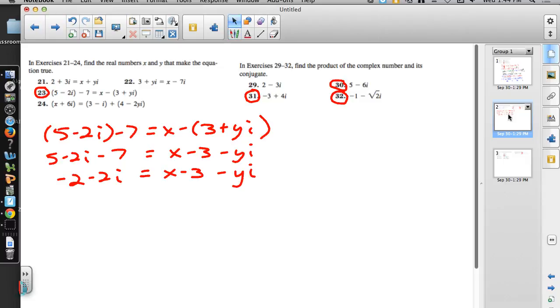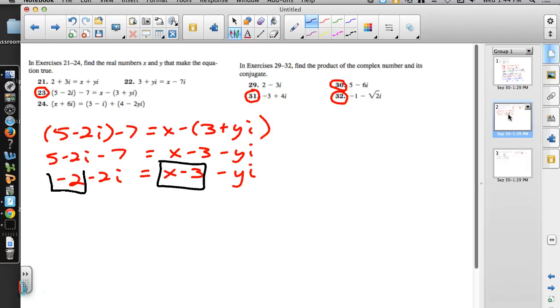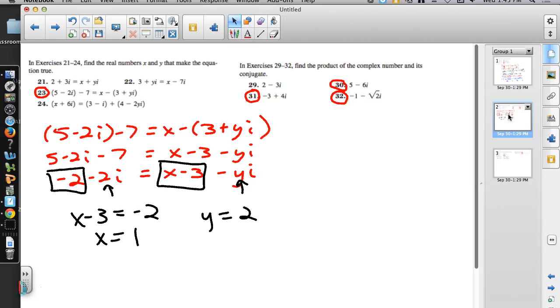So here's what I know. If this is going to work, this has to equal -2. That's the only way that this is going to be equal. So if x minus 3 equals -2, x will equal 1. And then we go after the y and say, well, that's not tough. This needs to be a 2. So that real part is probably what messed people up here, and that our x minus 3, the real portion of the right-hand side, has to equal the -2 on the left-hand side.